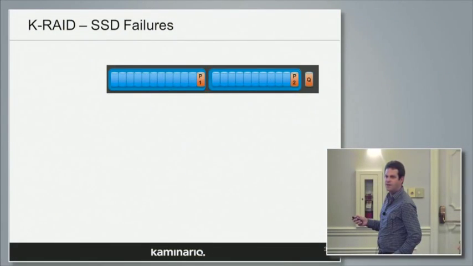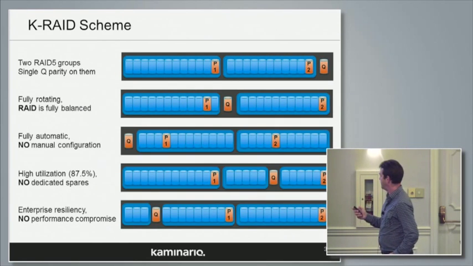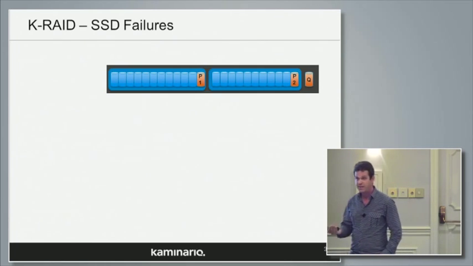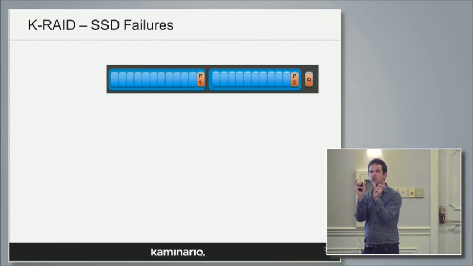It's half of the SSDs in the shelf. Half of the SSDs are with parity P1, like RAID 5, the other half with P2, and the Q is protecting the entire shelf. So it's like a RAID 6 but protecting two RAID 5s. This is what we are doing that is unique.